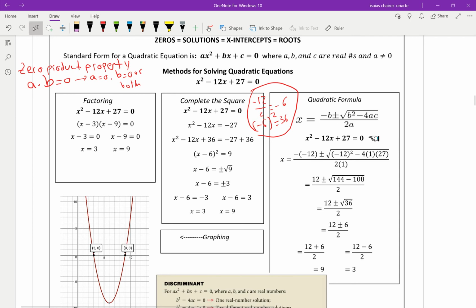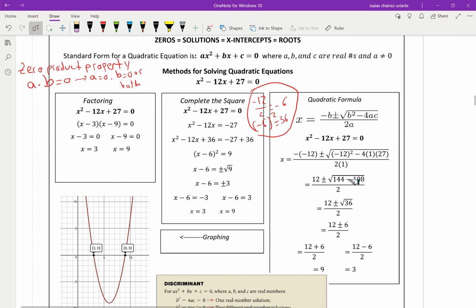Okay, so if I wanted to solve this quadratic equation that was given to us, x squared minus 12x plus 27, using the quadratic formula, I would say that my a is 1, my b is negative 12, and my c is 27. And then I would plug those values into my quadratic formula, just being careful to pay attention to my signs. So for instance, my b is negative 12, so I'm going to say negative 12 plus minus the square root of negative 12 squared minus 4 times 1 times 27, over 2 times 1.